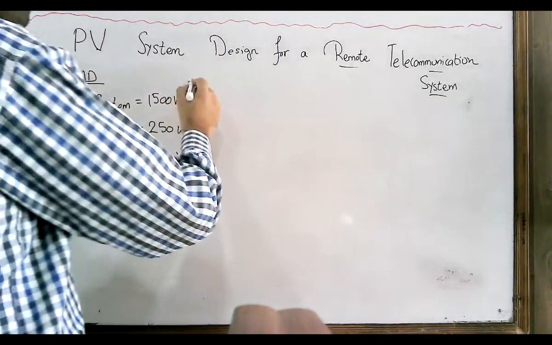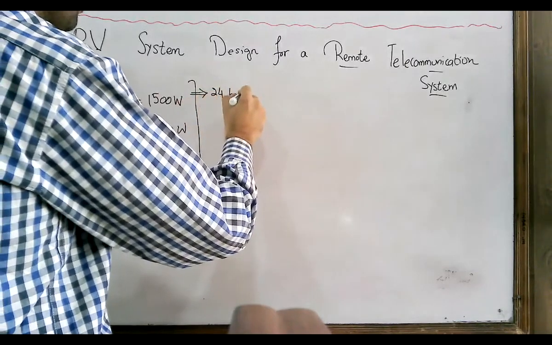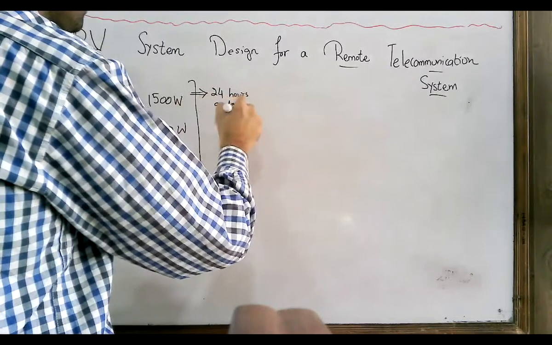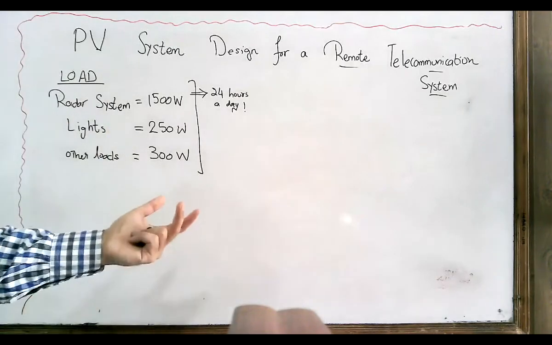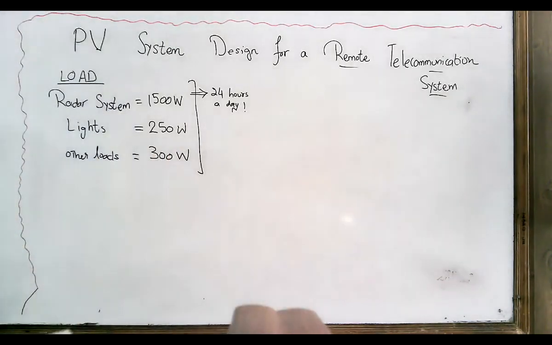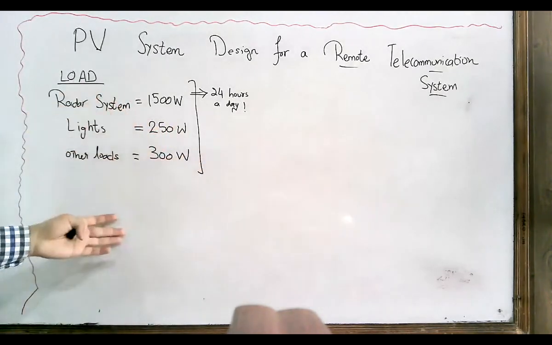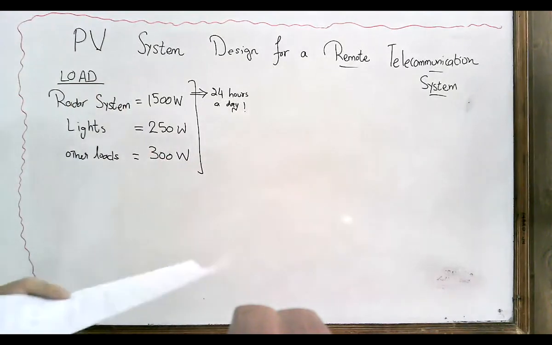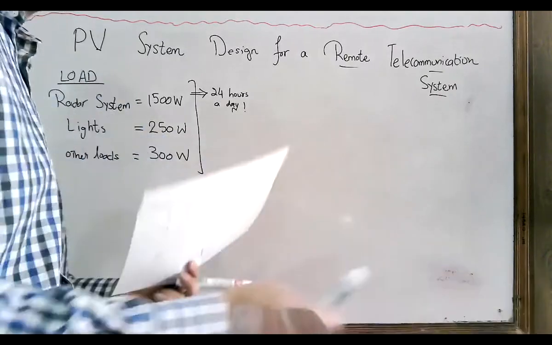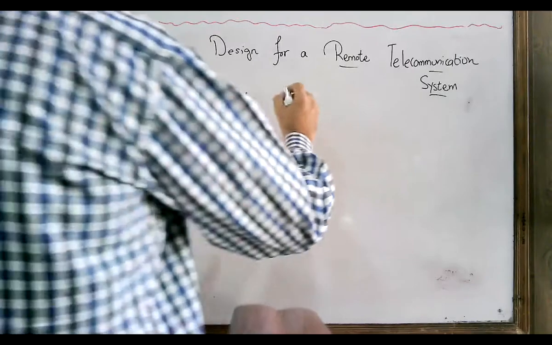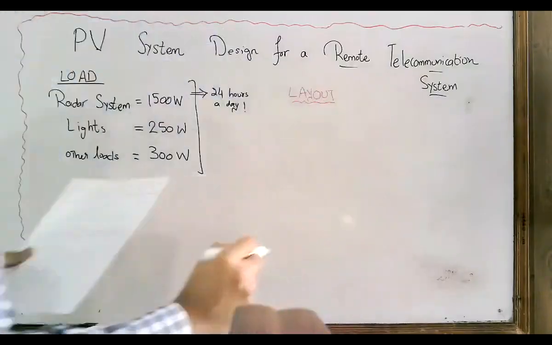Now this is the load which we have to power up 24 hours a day. You have to power up this load continuously through the PV system. Obviously, it means that there will be some battery storage involved as well. So this is our requirement. Before I proceed, let's first have a basic layout of which components you will have to power up this load. So now let's discuss the layout of the whole PV system.